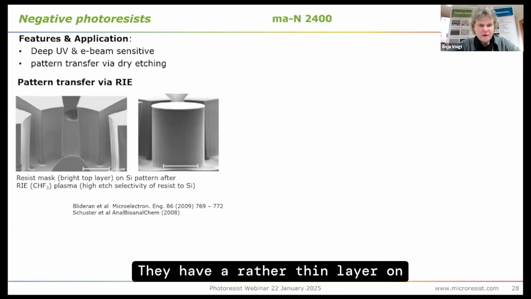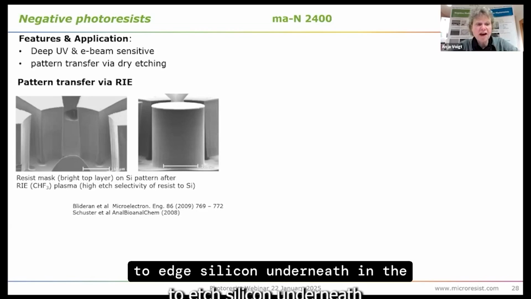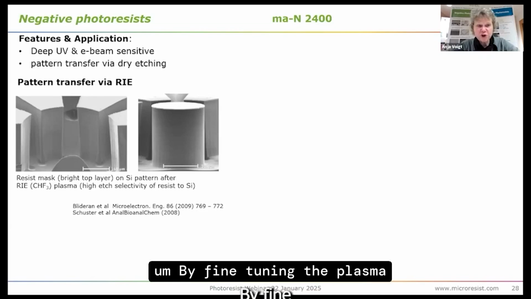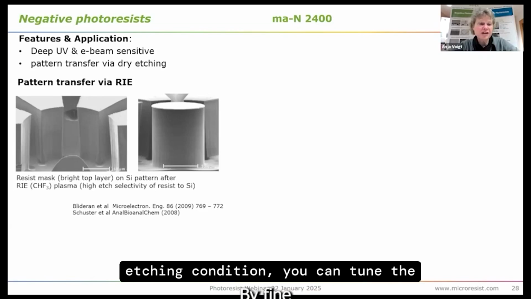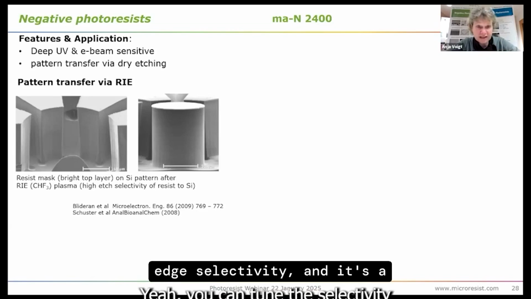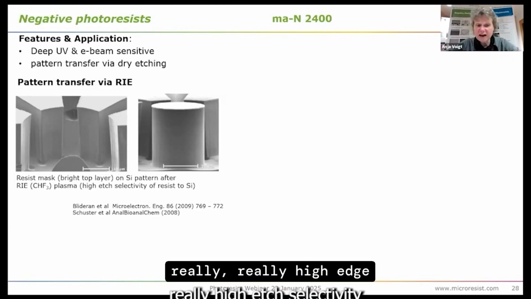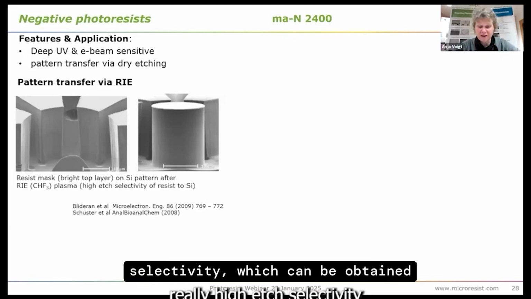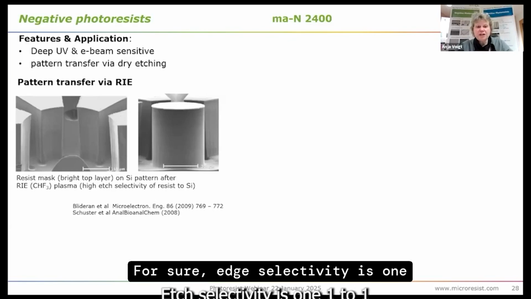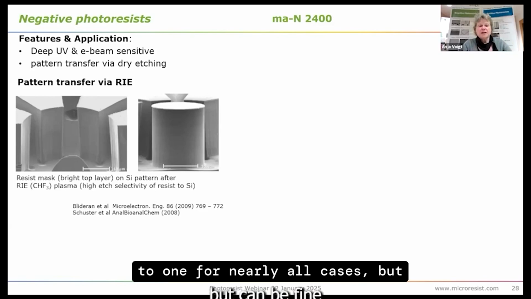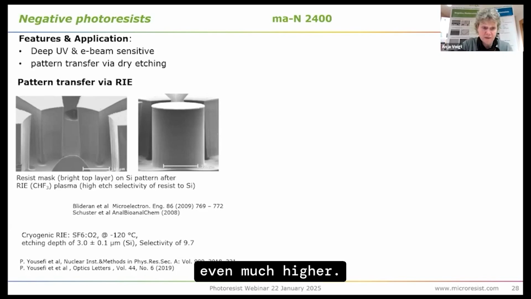They have a rather thin layer on top, which is a resist layer, used as dry etch mask to etch silicon underneath in the substrate. By fine-tuning the plasma etching condition, you can tune the etch selectivity, and it's a really, really high etch selectivity which can be obtained here. For sure, etch selectivity is 1:1 for nearly all cases, but can be fine-tuned to 1:10 or even much higher.